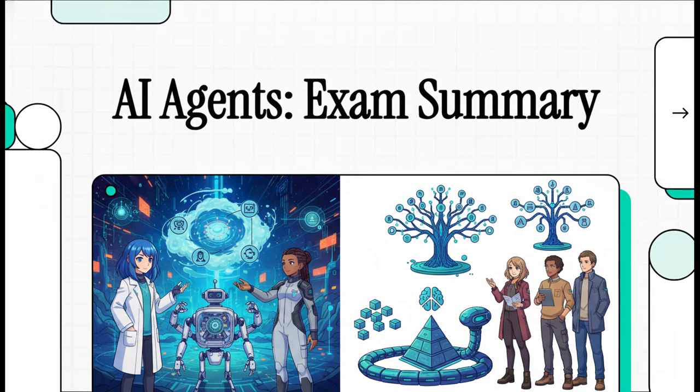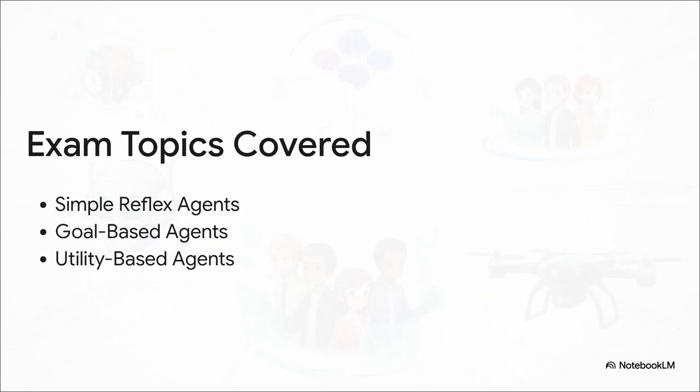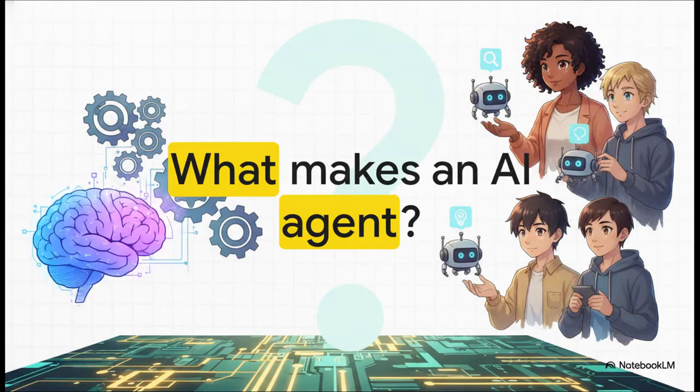All right, let's dive right into this explainer for your upcoming exam on AI agent types and structures. We're covering exactly what you gotta memorize: simple reflex, goal-based, and utility-based agents. Let's go. But first, right back to basics. What exactly is an AI agent anyway?